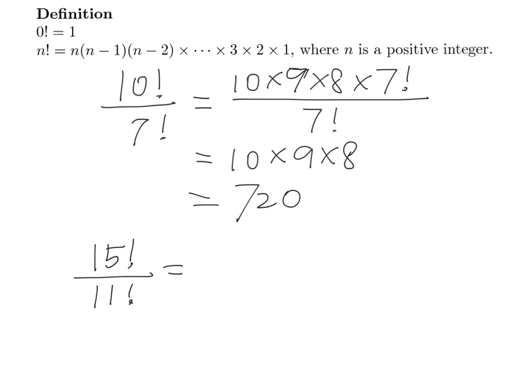Similarly, the factorial of 15 divided by the factorial of 11 is equal to 15 times 14 times 13 times 12.